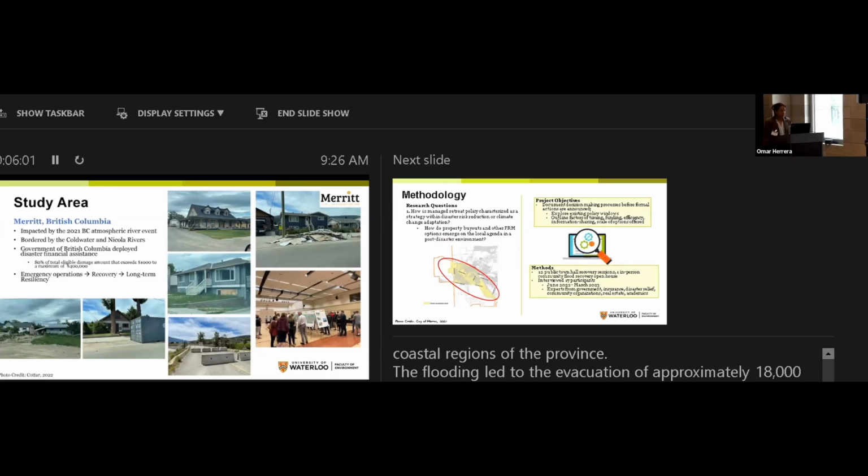At the time, Merritt really took a three-pronged approach to how they were going to look at disaster recovery. It started off with an emergency operations point of view, then led to short-term acute decision-making. So how do we repair our major roads that have been wiped out? How do we repair our major bridge that connects us to the Coquihalla Highway? And then now they're looking towards long-term resiliency. So what big flood mitigation projects can we take on to make our community more resilient? Because at this point, it still remains to be seen.